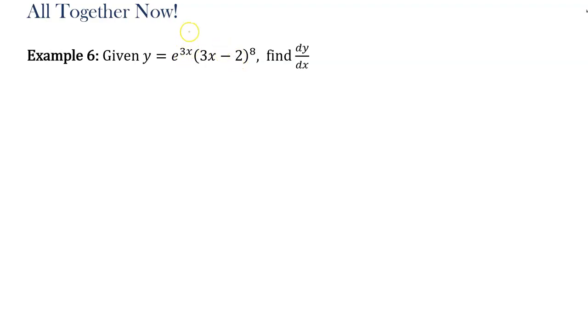So if we call this f and this g, then dy dx would have to be f prime g plus f g prime for the product rule, which is all fine and dandy, except that both of these are actually the chain rule as well.